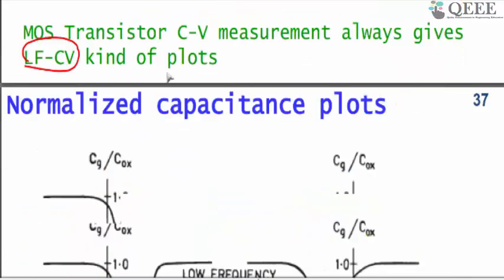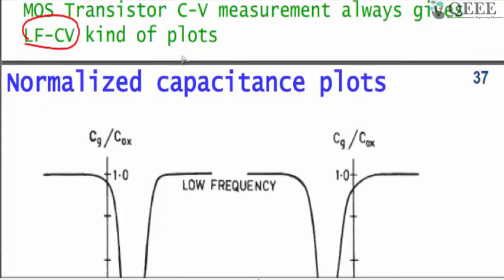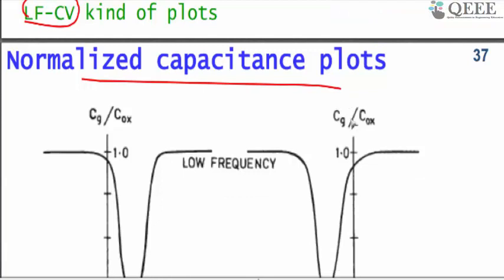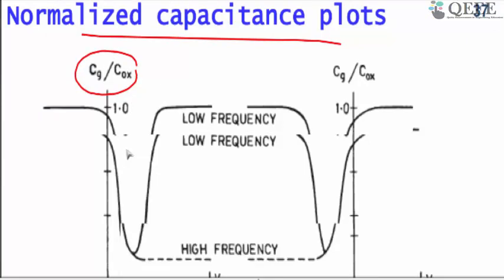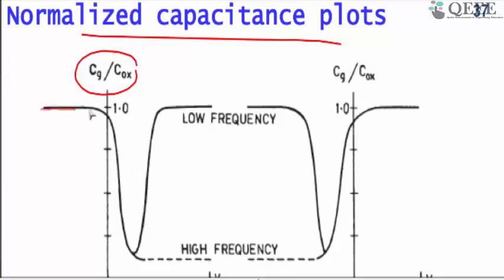So now, there are some conventions in drawing the capacitances. What you typically do is plot something known as a normalized capacitance. You measure the capacitance and divide by Cox. Then what you get is, in accumulation, it is 1. Depending upon whether it's a low frequency or high frequency, the low frequency also goes back to 1 here, but the high frequency is somewhere at a lower value.